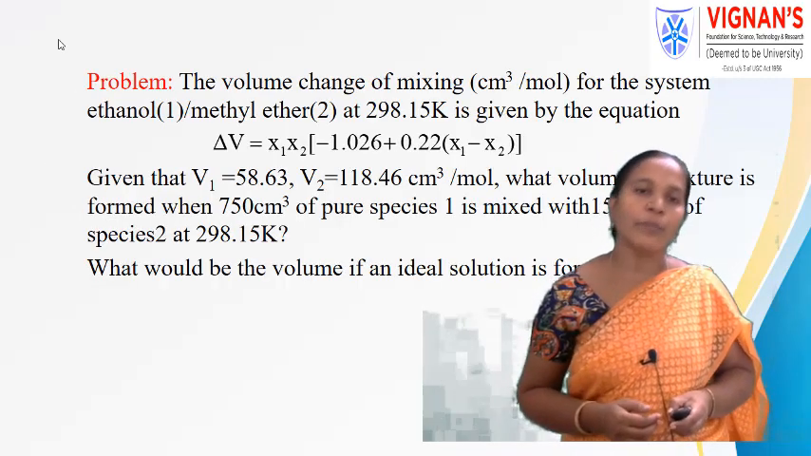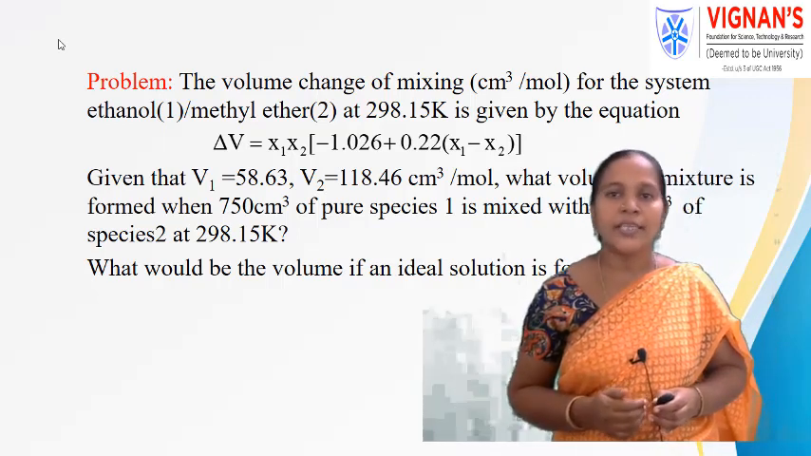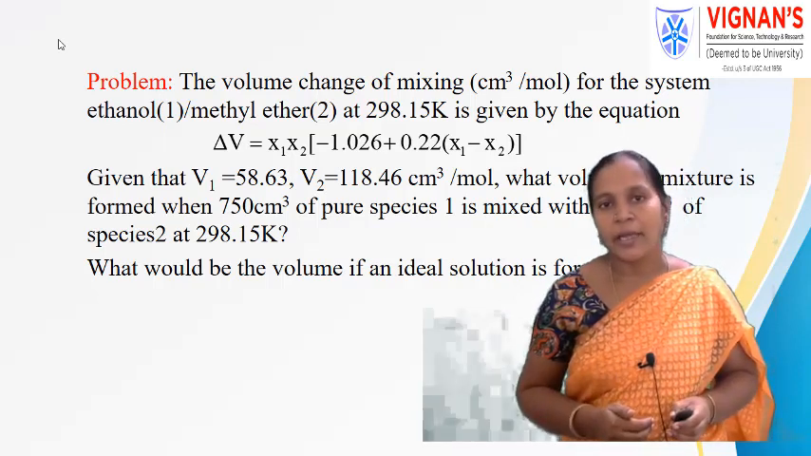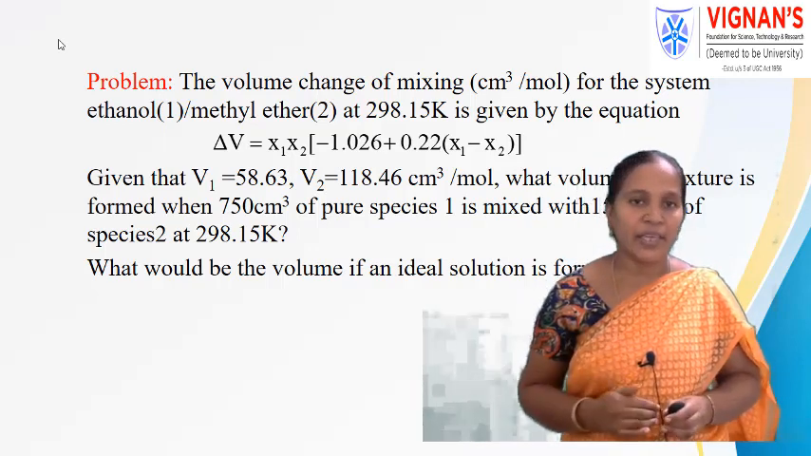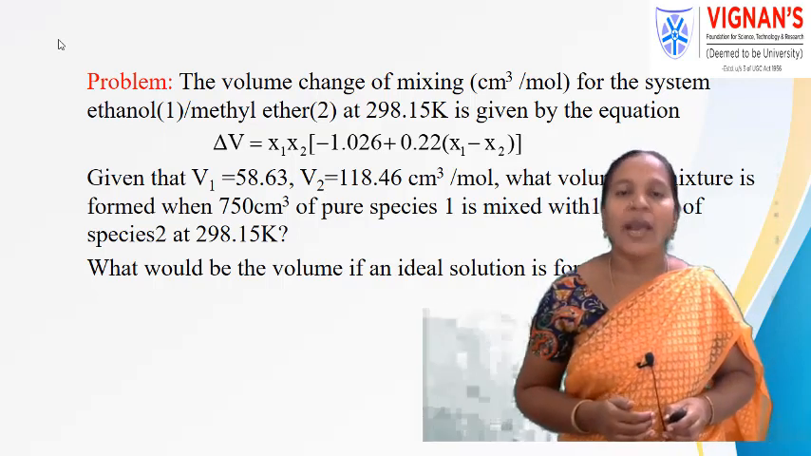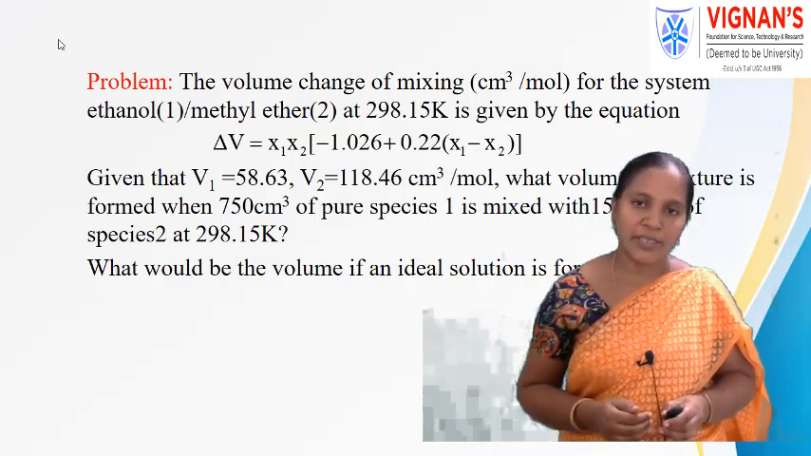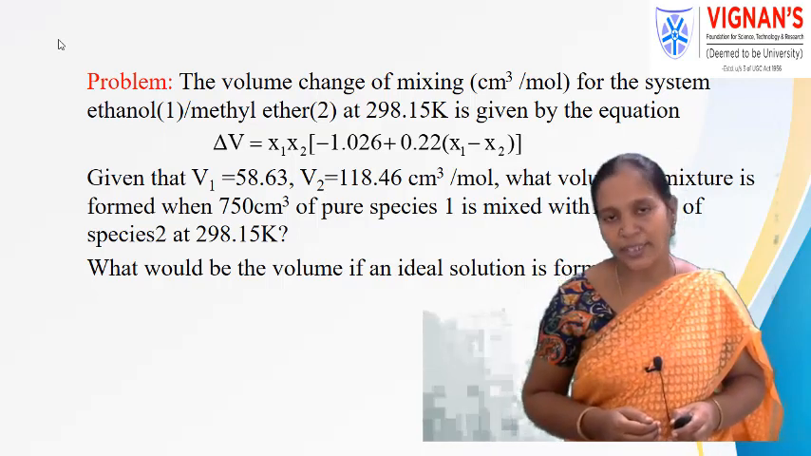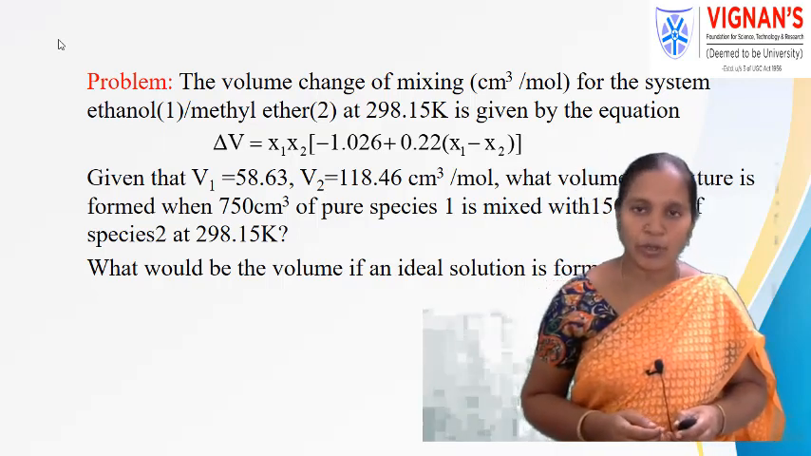Now coming to one more problem. The volume change of mixing in centimeter cube per mole for the system ethanol methyl ether at 298.15 Kelvin is given by the equation delta V = x1 x2 (-1.026 + 0.22 (x1 - x2)). The given V1 is 58.63, V2 is 118.46 centimeter cube per mole.